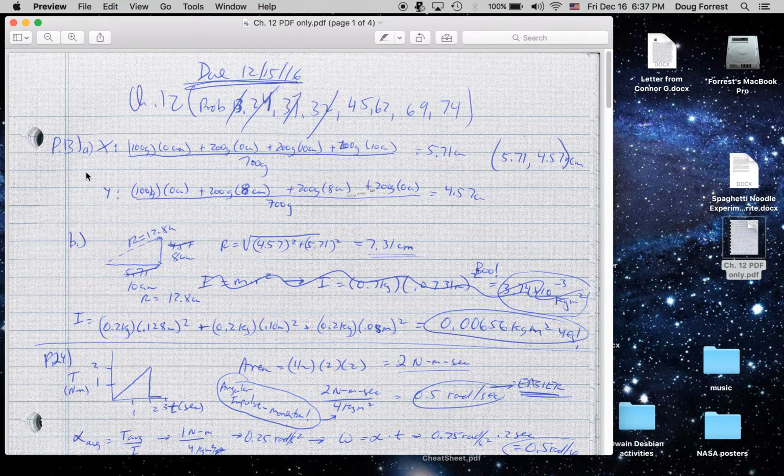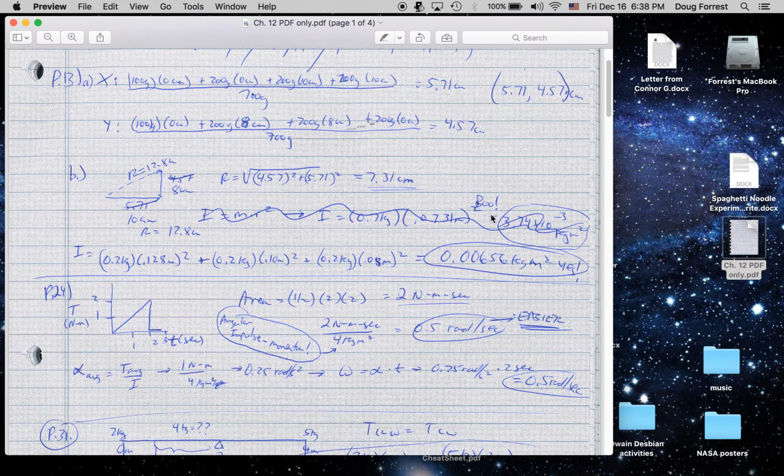So for problem 13, part A, you're trying to find the center of mass in the x direction and the y direction. So I'm adding mass times position plus mass times position plus mass times position, all in the x direction, divided by the total mass. That gets me 5.71 centimeters in the x direction. And I do the same thing in the y direction. Gives me 4.57 centimeters to find my center of mass.